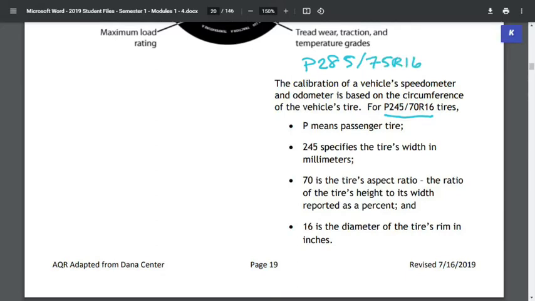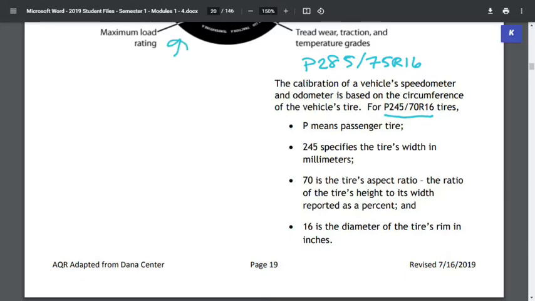So we'll compare these two tires. What we're looking for is to see how this will change the accuracy on our speedometer and our odometer. Our odometer is how many miles are on the vehicle, and of course your speedometer is how fast you are going. So we want to see how just switching our tires from two different sizes would affect that.